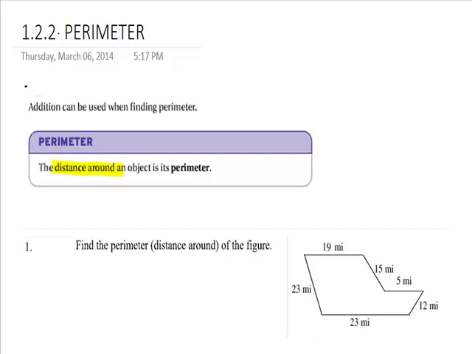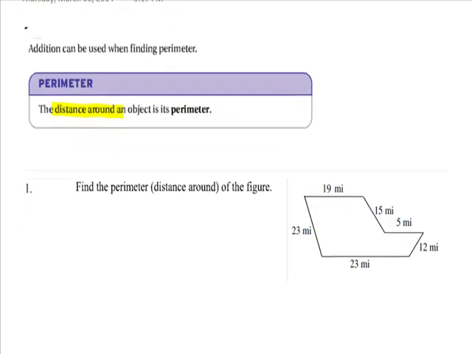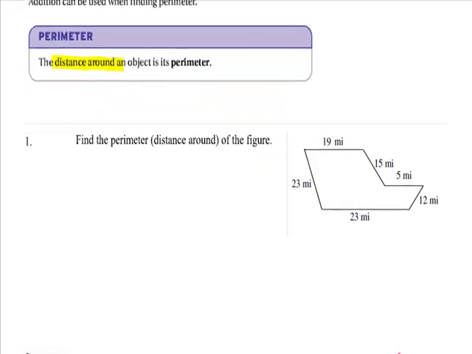So if I am asked to find, in problem number 1, the perimeter of this figure, I notice that there's 1, 2, 3, 4, 5, 6 sides. So I'm going to need to add 6 numbers. I'm going to try to be neat. These are all in miles. So I'm going to write the abbreviation miles on the first one, and I will assume it to be on the rest of them.